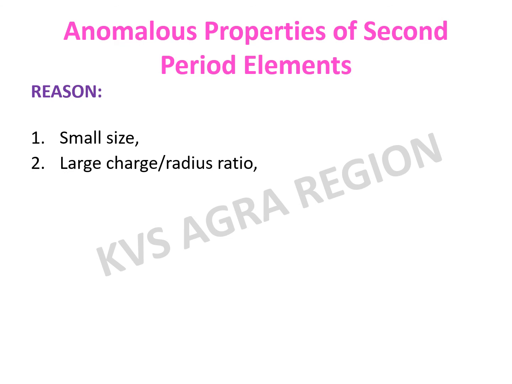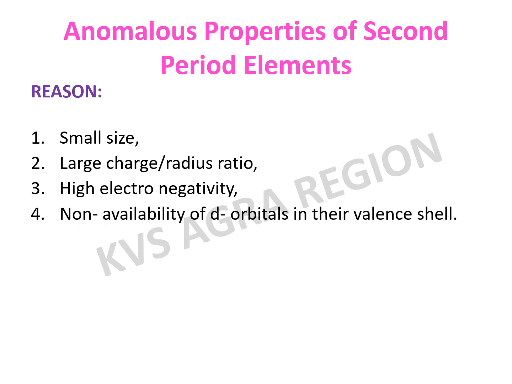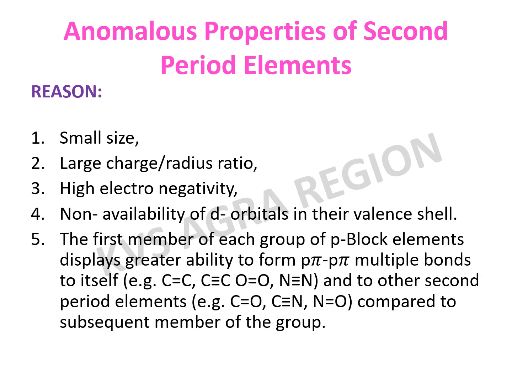Anomalous properties of second period elements. Reasons are small size, large charge or radius ratio, high electronegativity, and non-availability of d orbitals in their valence shell. Lastly, the first member of each group of p block elements displays greater ability to form p-pi multiple bonds to itself. For example, carbon-carbon double bond, carbon-carbon triple bond, oxygen-oxygen double bond, nitrogen-nitrogen triple bond, and to the other second period elements, that is carbon-oxygen double bond, carbon-nitrogen triple bond, nitrogen-oxygen double bond, compared to the subsequent members of the group.